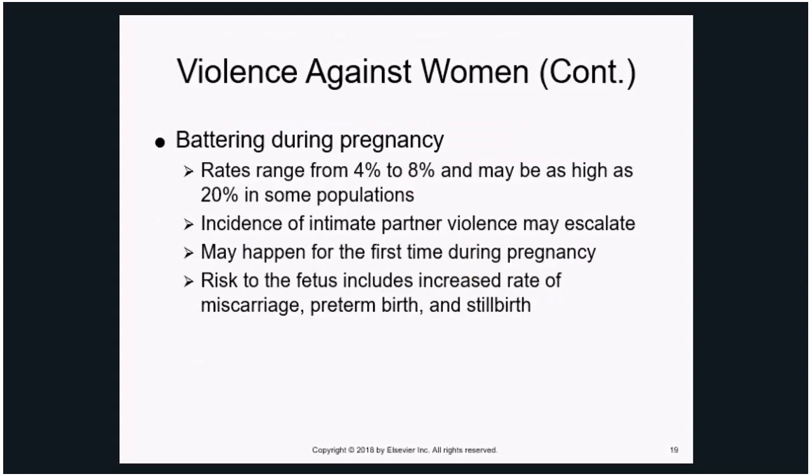Violence against women: battering during pregnancy, the rate ranges from 4 to 8% and may be as high as 20% in some populations. Incidents of intimate partner violence may escalate during pregnancy and may happen for the first time during pregnancy. The risk to the fetus includes increased rate of miscarriages, preterm births, and stillbirths.